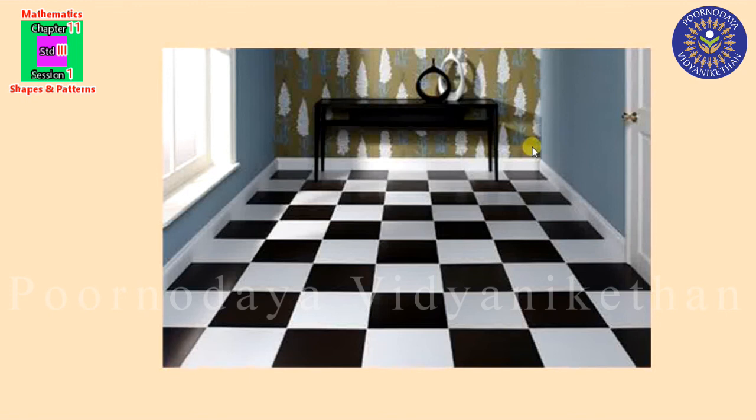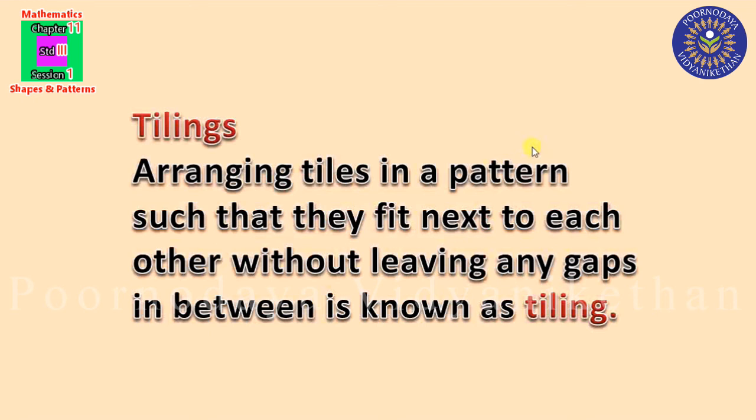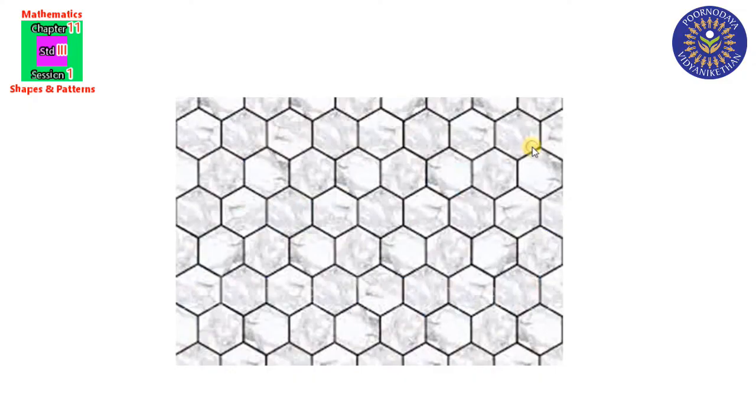The arrangement shown in these figures is called tiling. So tell me, what is tiling? Arranging tiles in a pattern such that they fit next to each other without leaving any gaps in between is known as tiling. See here we have arranged identical tiles.